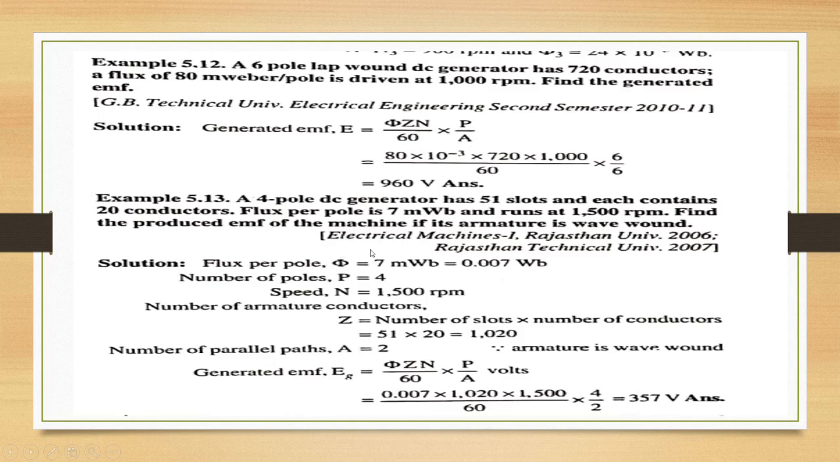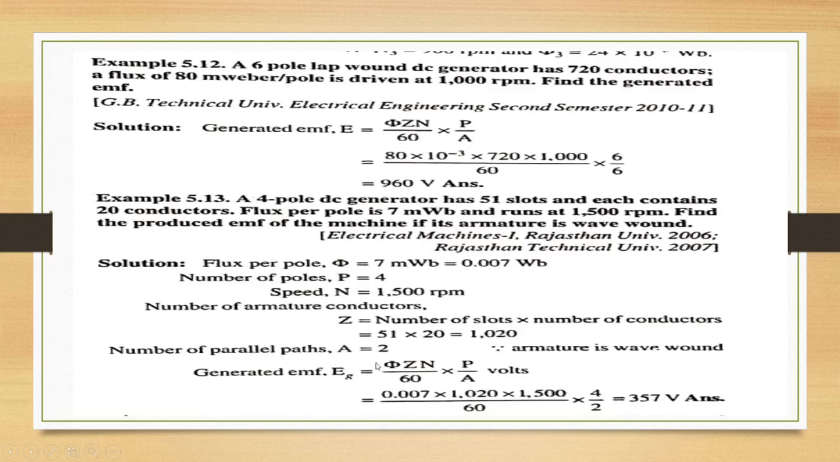Next numerical. A 4-pole DC generator has 51 slots and each contains 20 conductors. Flux per pole is 7 milliwebers and runs at 1500 rpm. Find the produced EMF of the machine if its armature is wave wound. So phi is given as 7 milliweber, milli is 10 power minus 3. P is given as 4, speed is given as 1500 rpm. If the value of Z is not given directly, like this you have to do, students. Number of slots into number of conductors per slot, that is 51 into 20. 1020 is the value of Z.